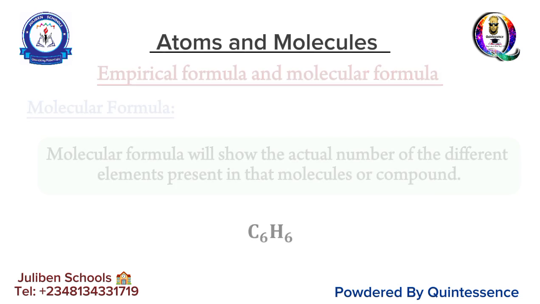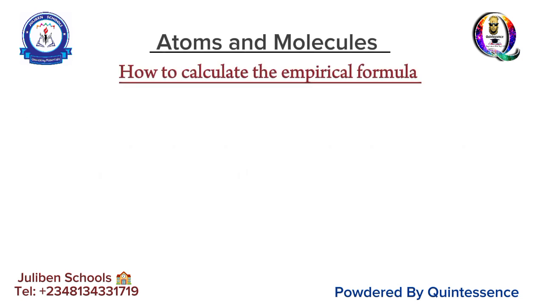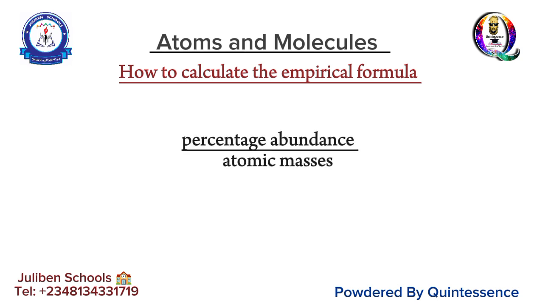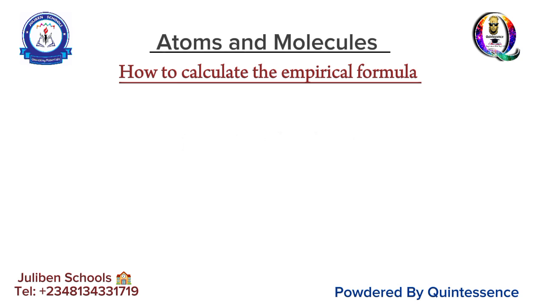Now, how do you calculate empirical formula? For you to calculate the empirical formula of a given compound, first you have to be given their percentage abundance, right? So once they give you the percentage abundance, just divide them by their atomic masses. Once you divide each of them by the atomic masses, you pick the smallest value and divide everything with it. And by the time you do that, you are going to have whole numbers. Those whole numbers signify the constituent elements, okay? Now take note. At times you may end up having 0.5, at times 0.3. You have to multiply by either 2 or 3 so as to have it in whole numbers, okay?